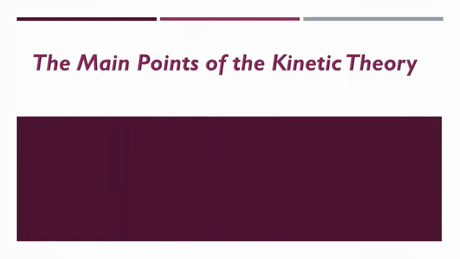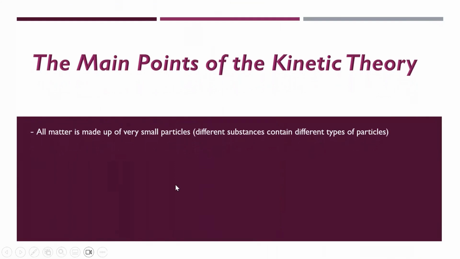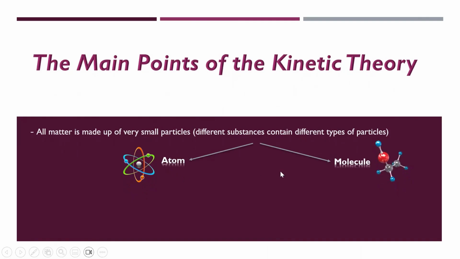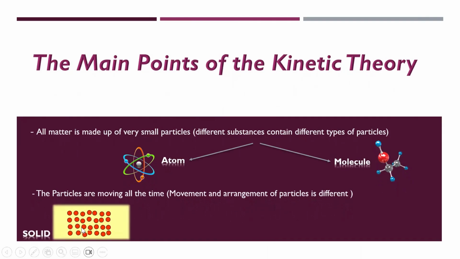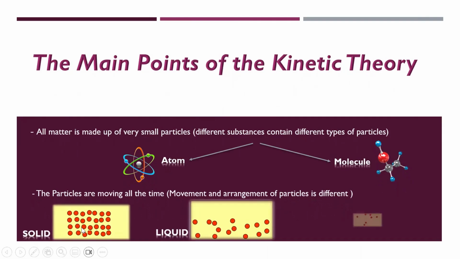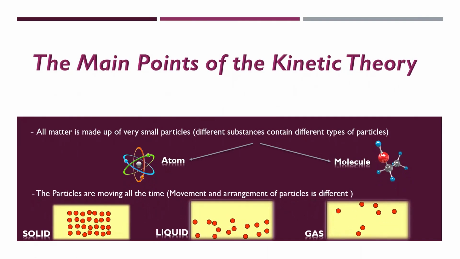The main points of the kinetic theory: all matter is made up of very small, tiny particles, and different substances contain different types of particles, maybe atoms, maybe molecules, and so on. The particles are moving all the time, and the movement and arrangement of particles is different. As you can see, movement of solid, movement of liquid, and movement of gas. Remember, kinetic means movement.